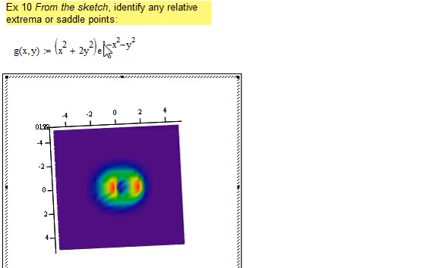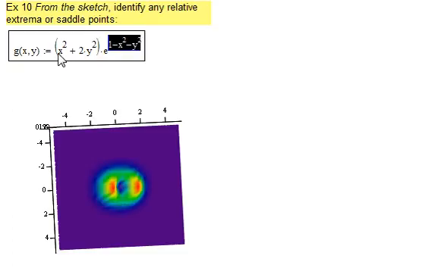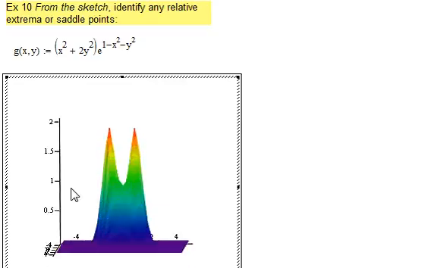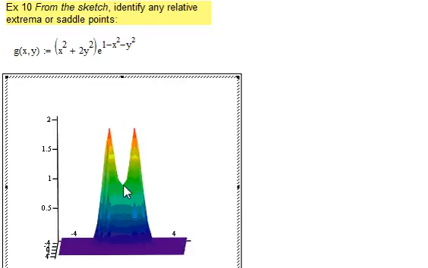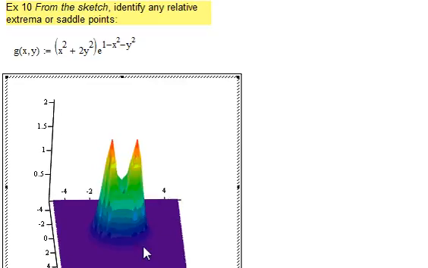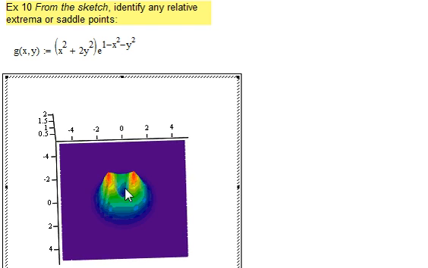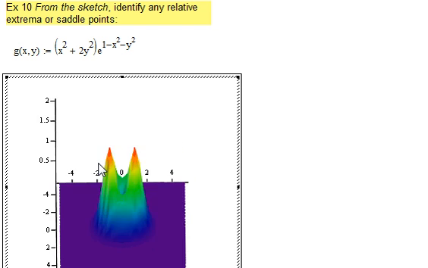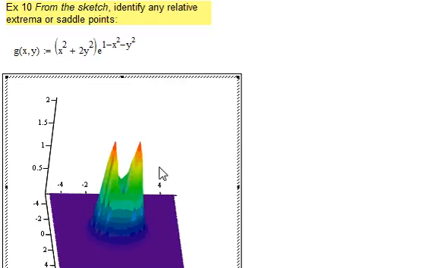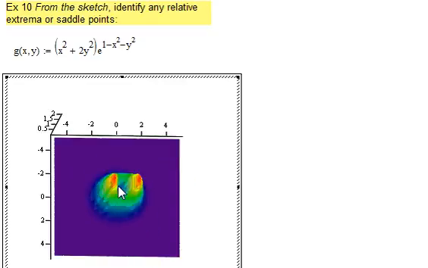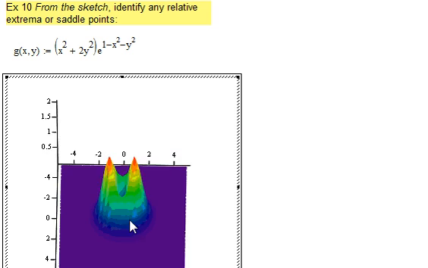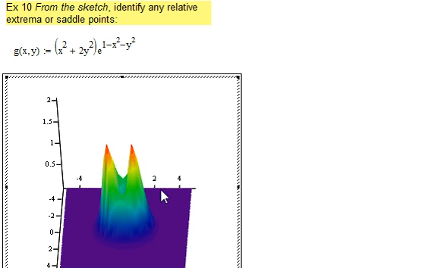At x equals 1, y equals 0, we have e to the 0 again. X equals 1, y equals 0 would make this 1 times e to the 0, so 1. So the saddle point is at the point x is 1, y is 0, z is 1. And there's also one at x equals negative 1, y is 0, and z is 1. So from just examining this picture, we can see 2 relative maximums, 1 relative minimum, and 2 saddle points. Pretty cool.